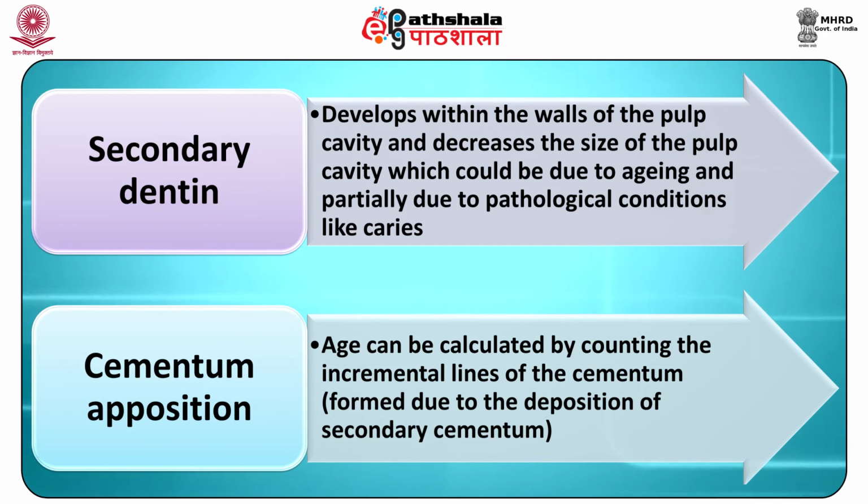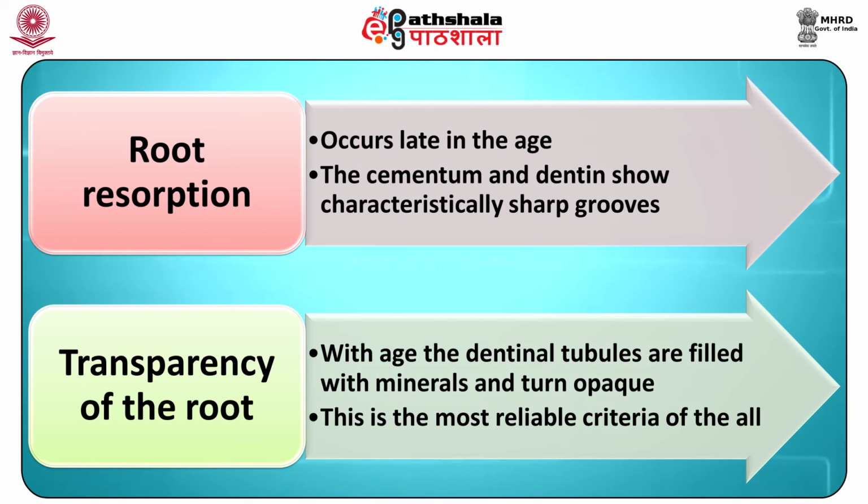Then cementum apposition is assessed by counting the incremental lines of the cementum, because they are formed due to deposition of the secondary cementum. Then root resorption. It usually occurs late in age. The cementum and dentin show characteristically sharp grooves.